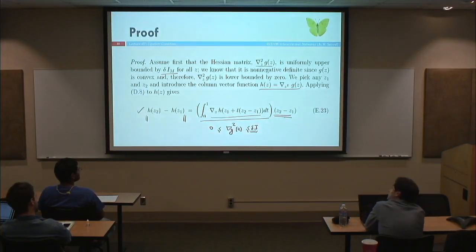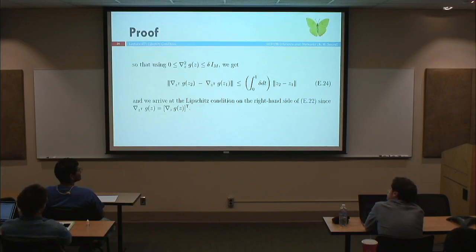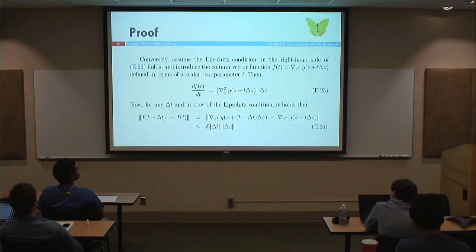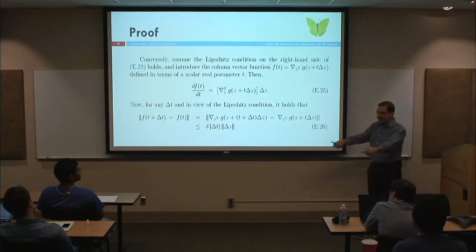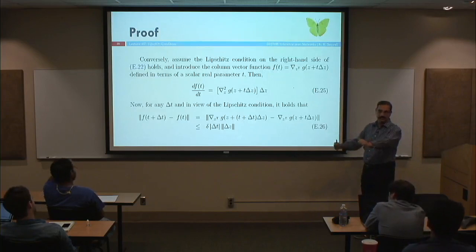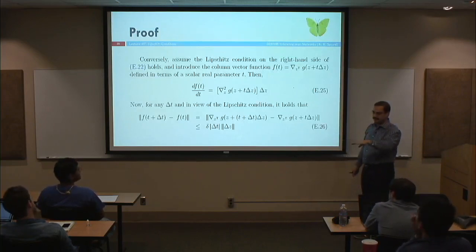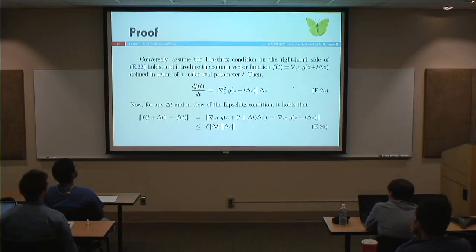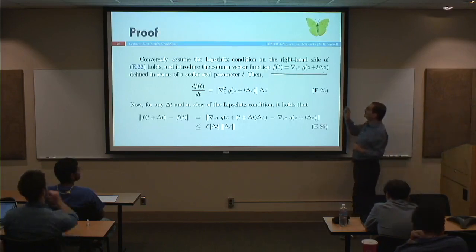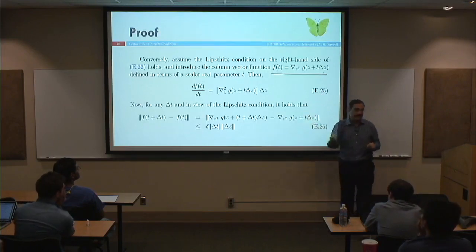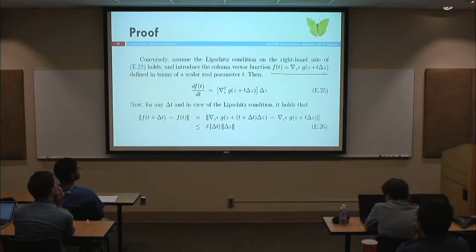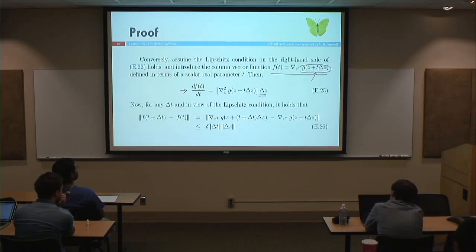Let's prove the other direction. So now I'm assuming that the function has Lipschitz gradient, and I want to show that the Hessian is bounded. The opposite. So let's introduce this function, which is the gradient evaluated at z plus t delta z. So f of t is a function of a scalar variable. We did this last time. If I differentiate it relative to t, you differentiate the argument inside relative to t, you get delta z. And then you differentiate the function itself relative to z, you get the Hessian. Fine so far?